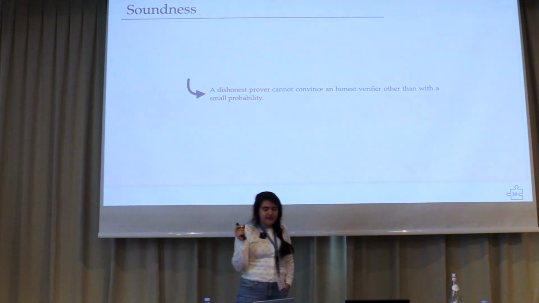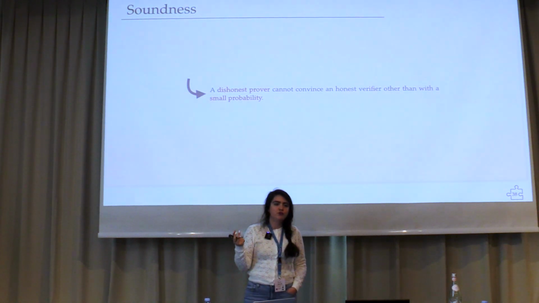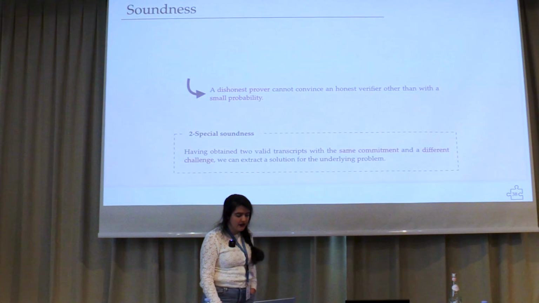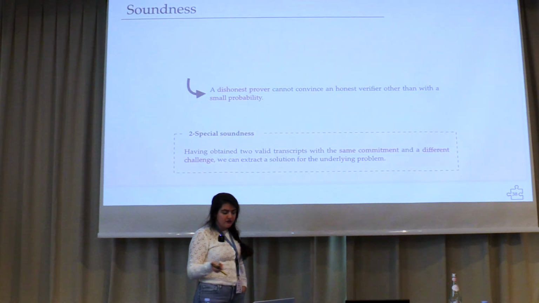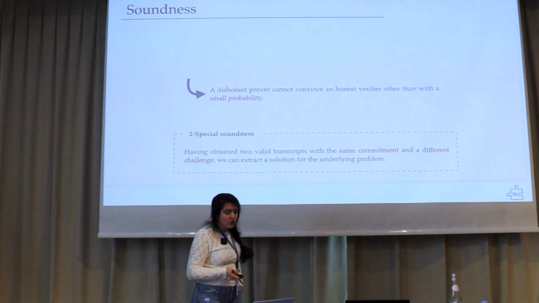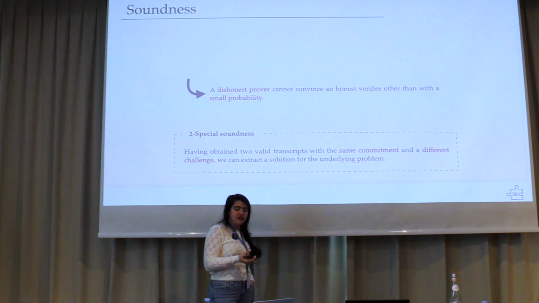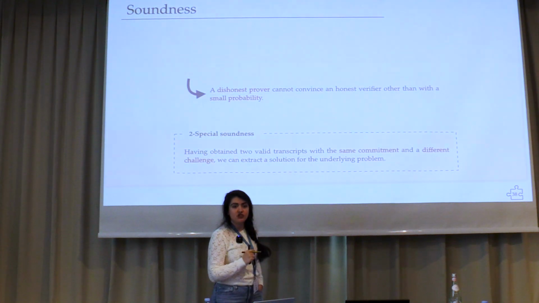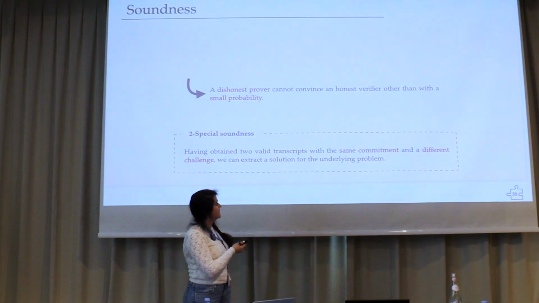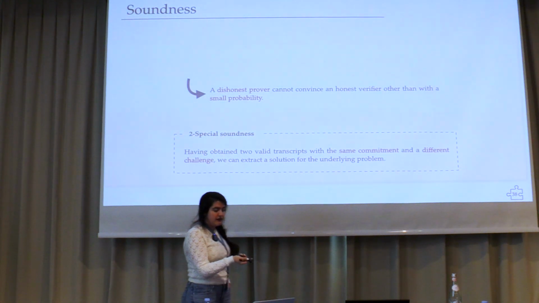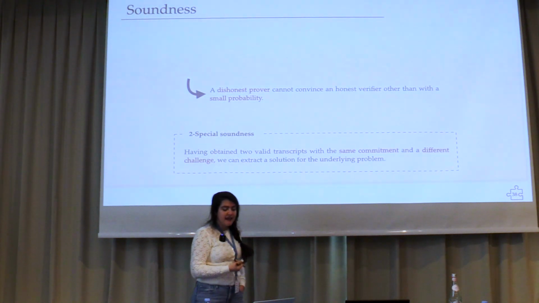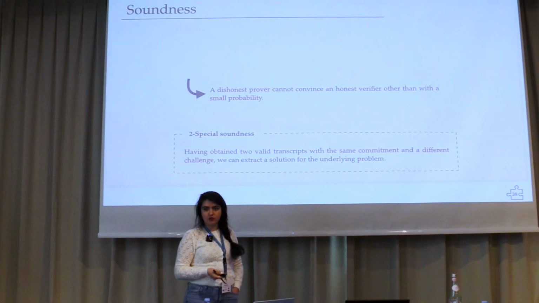Another way that we describe this soundness is with the special soundness property, which is very convenient for proving. It is a bit harder to get at first, but for proving it is more convenient. Here I'm going to describe just 2-special soundness, or in general n-special soundness. You want the property that if you obtain 2 valid transcripts with the same commitment but a different challenge, meaning the prover does the same protocol with the same commitments twice and answers a different challenge each time, then we can definitely extract a solution to the underlying problem.